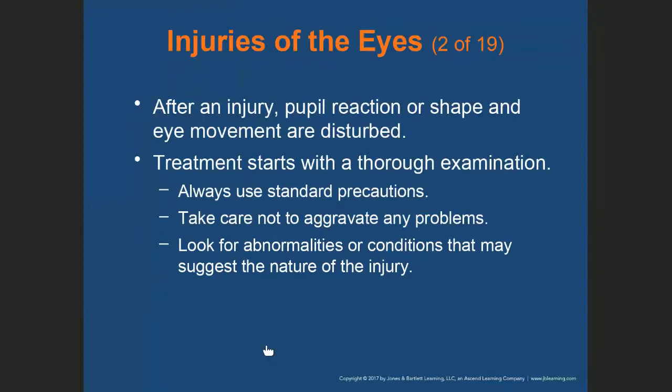After an injury, pupil reaction or the shape of the eye and how the eye moves will be disrupted. So you might see the eyes not moving together, or they have an unusual gaze, like an upward gaze with one of the pupils. Treatment starts with a thorough examination. Always use standard precautions. Take care not to aggravate any problems. Look for abnormalities or conditions that may suggest the nature of the injury.